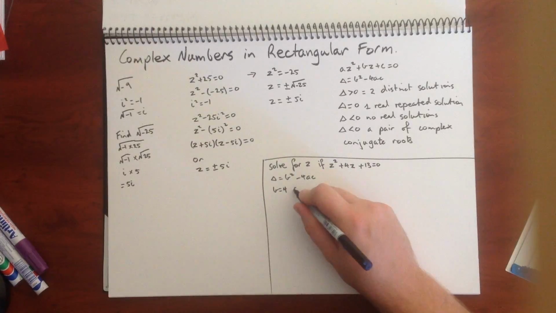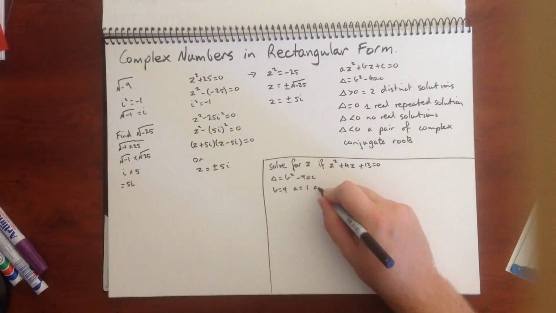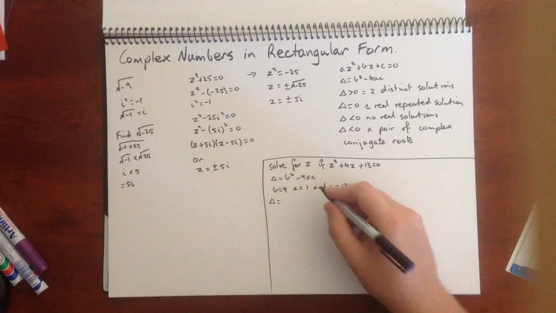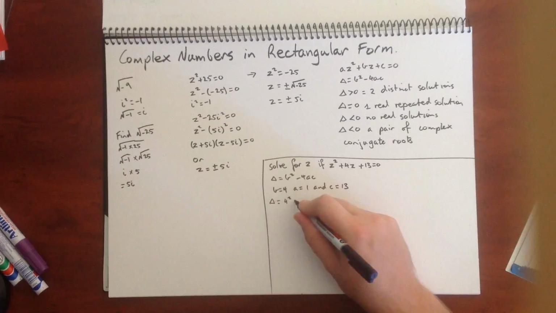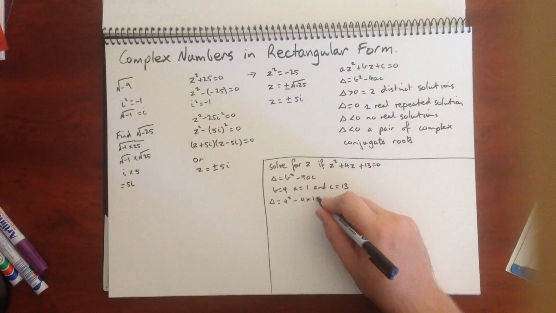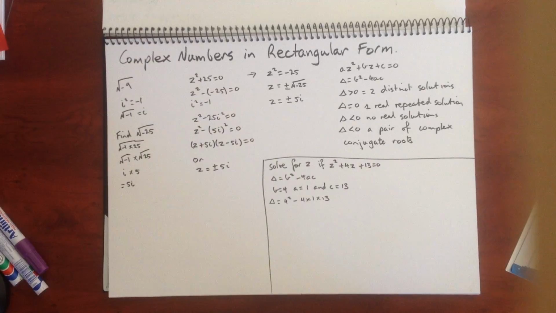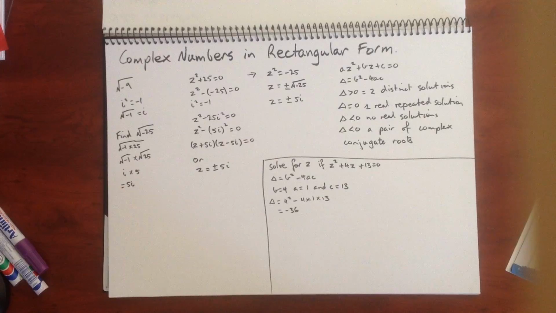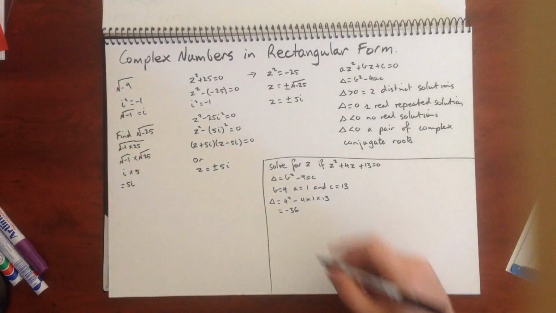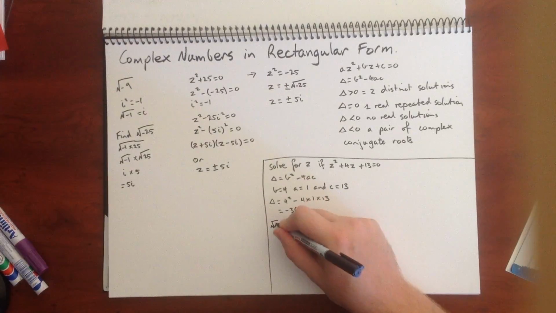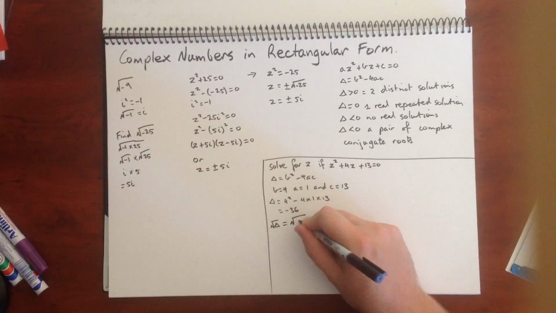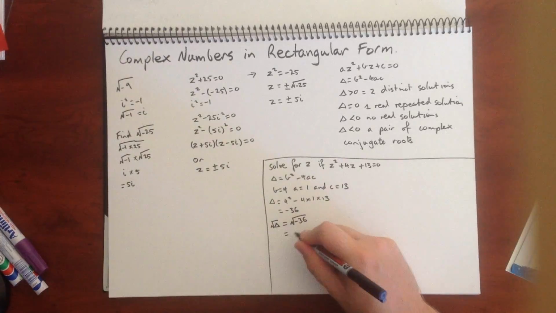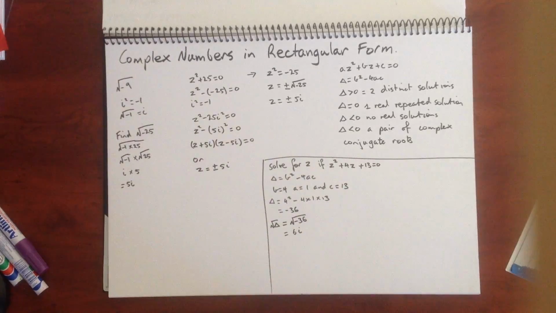Okay, a equals 1 and c equals 13. So we say, well, our discriminant equals b squared, which is going to be 4 squared, take 4 times 1 times 13, which equals negative 36. So we're allowed to then find the square root of our discriminant, which equals the square root of negative 36, which equals obviously 6i.